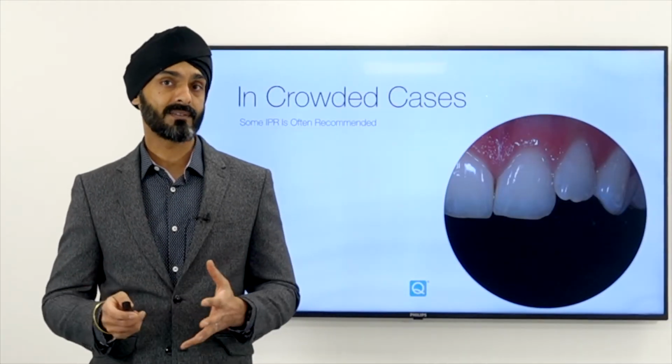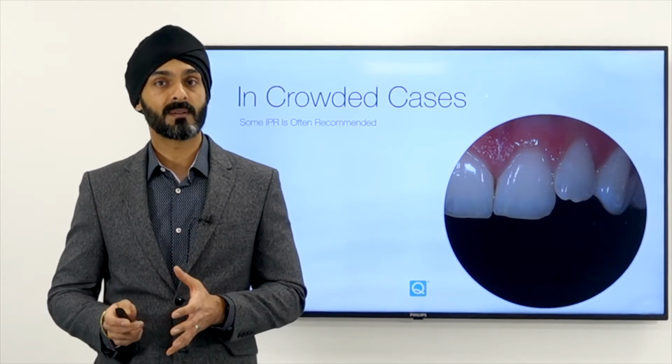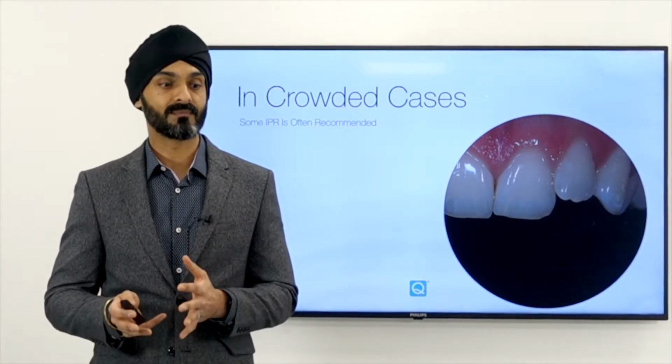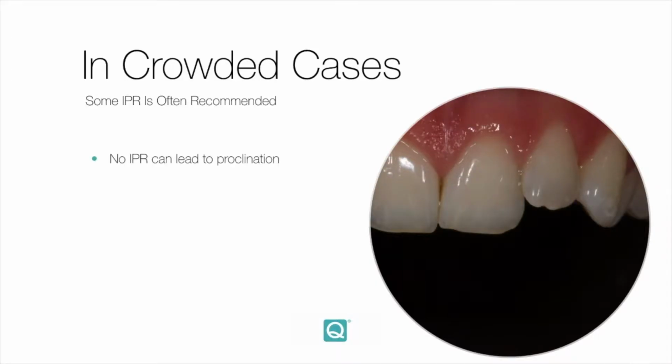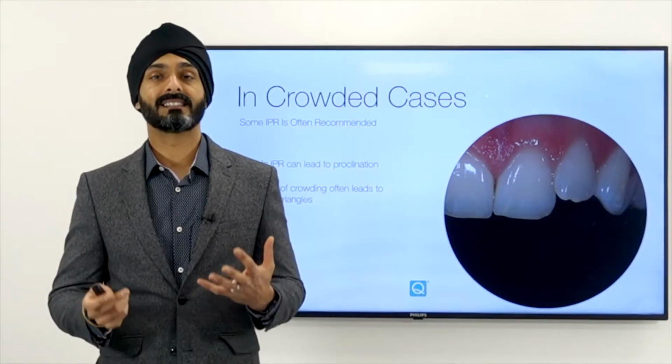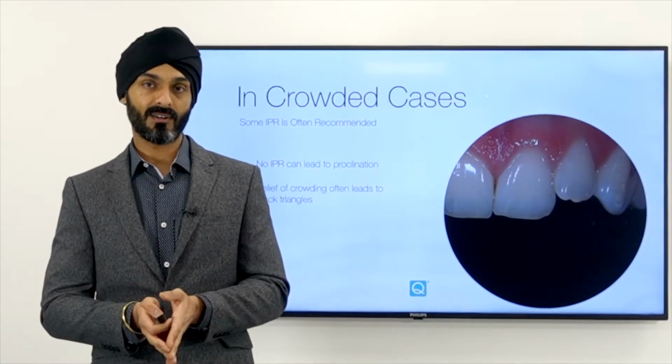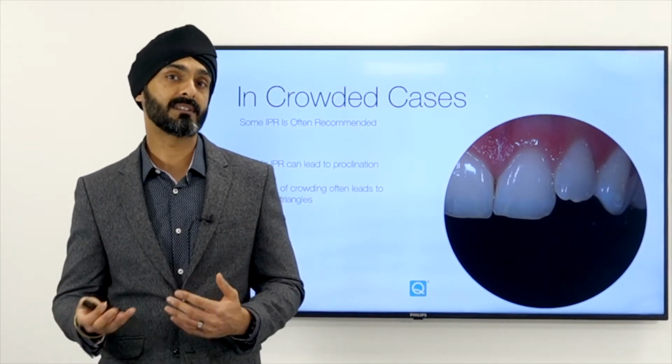Now, saying this, in crowded cases, we quite often do IPR, not just for space creation, but there are other reasons as well. For example, if we did no IPR, we could end up with teeth which are over-proclined, and this is a common thing that patients don't like to have, is teeth that flare out too much. In addition to this, relief of crowding often results in black triangles forming between teeth. So this is where the contact point between the teeth is far away from the gingival margin, leading to a black triangle. So in these cases, it's a good idea to do mild IPR just at the contact point and bring the teeth together and eliminate black triangles like that.